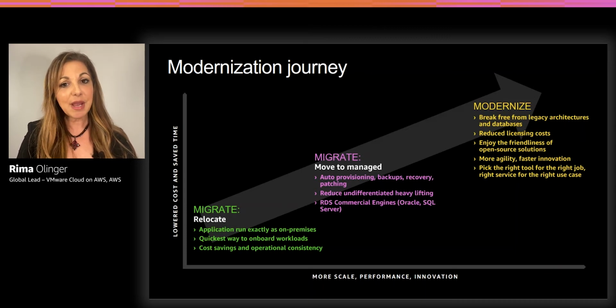Once migrated to VMware Cloud on AWS, customers can start their modernization journey by integrating AWS native services. We call this move to managed, where the customer consumes a managed native service instead. For example, customers can offload database management to Amazon RDS or file storage for VMs to Amazon EFS or FSx.